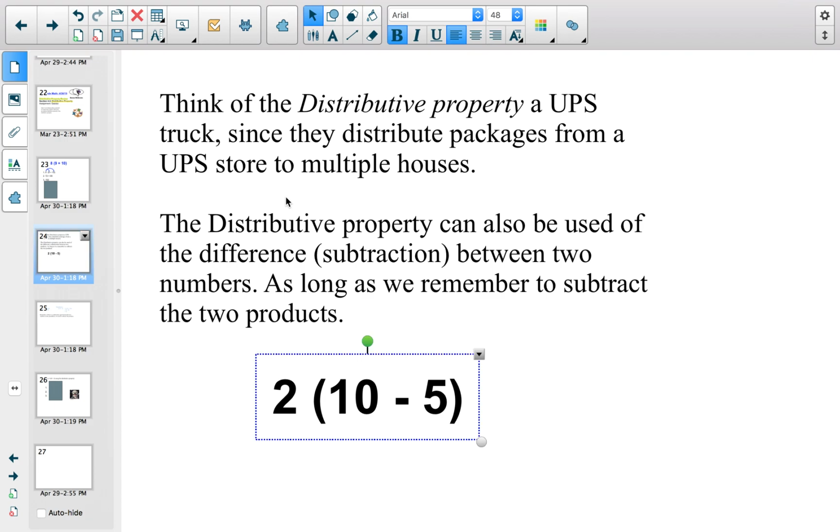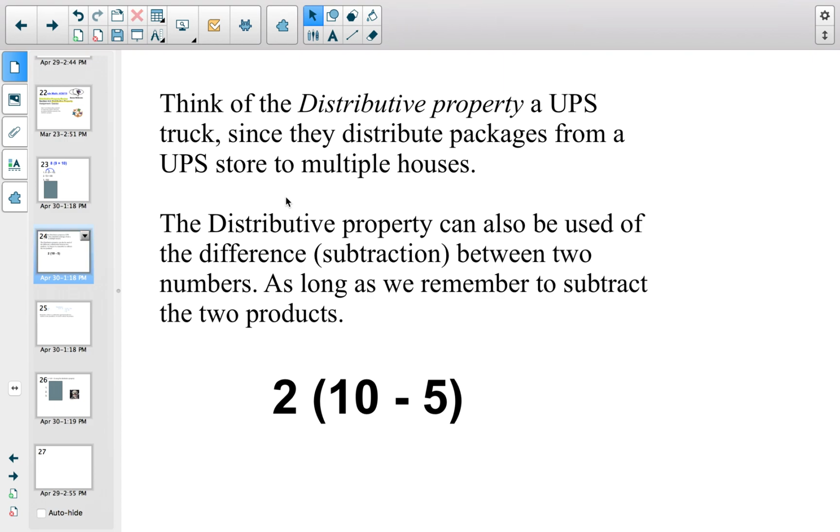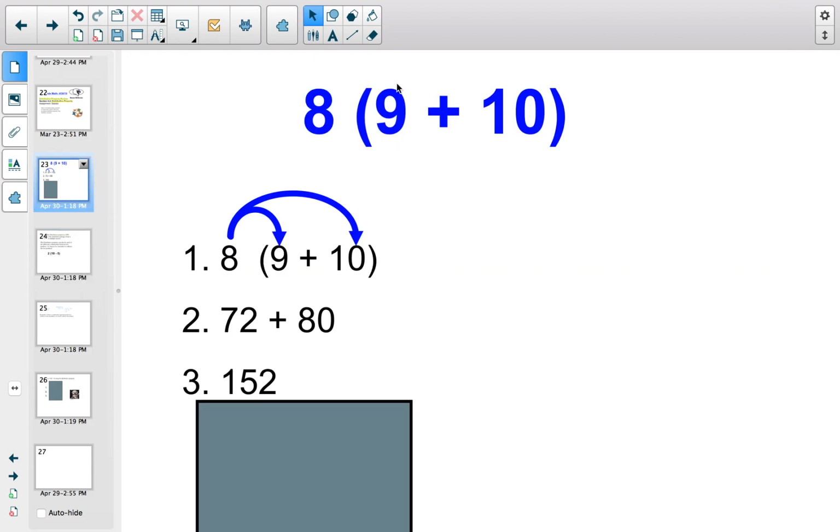Like I said from yesterday, think about the distributive property as how UPS would send packages to multiple houses. It's going from the UPS store to the houses. They're distributing packages out, like the way we distributed 8 to the 9 and 8 to the 10.